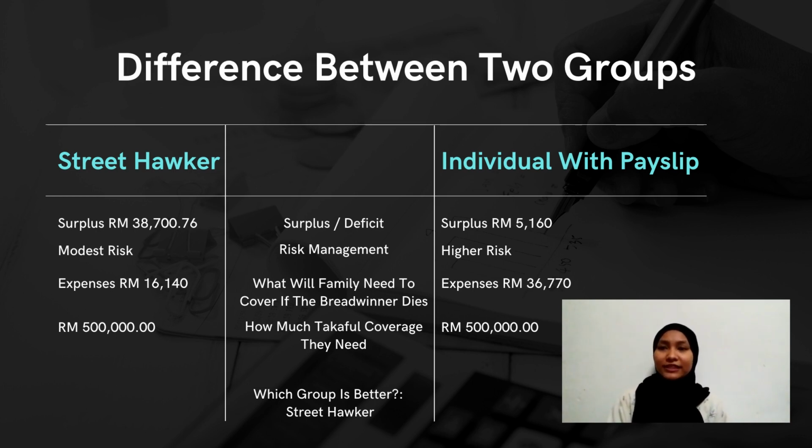As for the difference between the street hawker and an individual with a payslip, both of them have a surplus. About the risk management, the street hawker has a modest risk, while the payslip holder has a higher risk. What will a family need to cover if the breadwinner dies? For the street hawker, they need to cover RM16,140, while for the payslip holder, RM36,770. Takaful coverage for both is RM500,000. The better one at risk management is the street hawker.